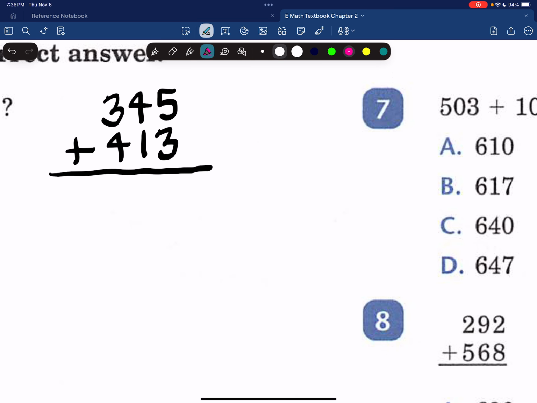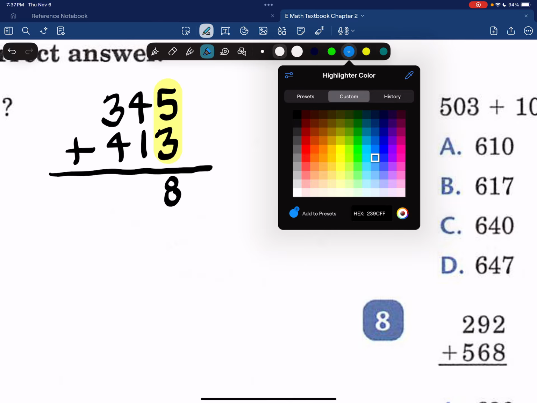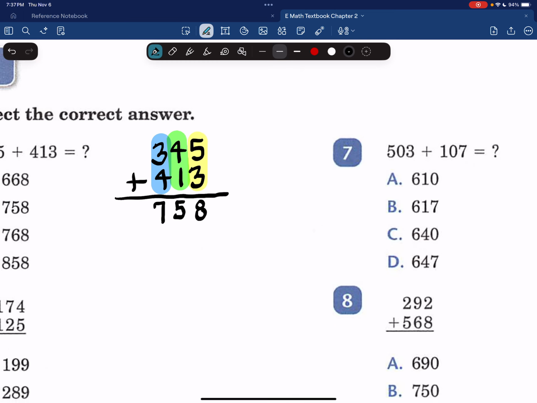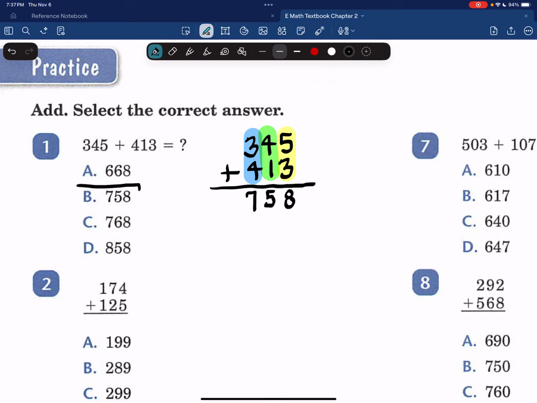And then you start with the ones column. So 5 and 3 make 8. You don't have to carry until you get to a 10 or more. Okay, and then we're going to add or do the rods column, the tens. 4 and 1 is 5, so I don't have to carry. And then finally you'll do the flats column, the hundreds, and you get 7. And so your answer is B, 758.